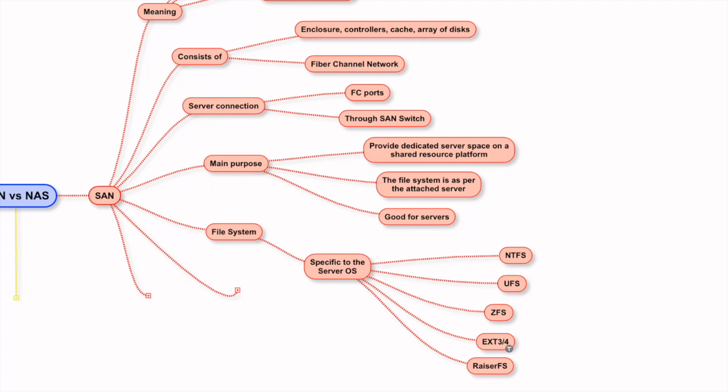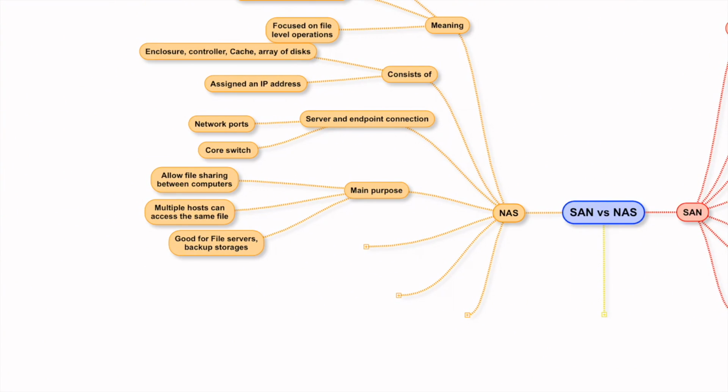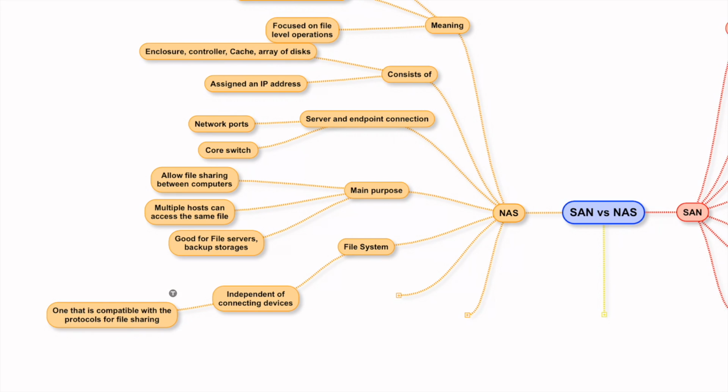Now coming to the NAS side, file system is independent of connecting devices. So you can have one file system on a NAS, and what file system that should be will be determined by what kind of protocols you want to enable on the NAS. What are protocols? Protocols are basically like the software layer which allows different devices to talk with the NAS. The different ways of sharing files, the different protocols which allow sharing files.